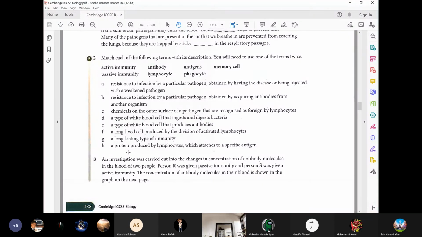Next one, a protein produced by lymphocytes which attaches to a specific antigen. Antibody. Very good. Antibodies.